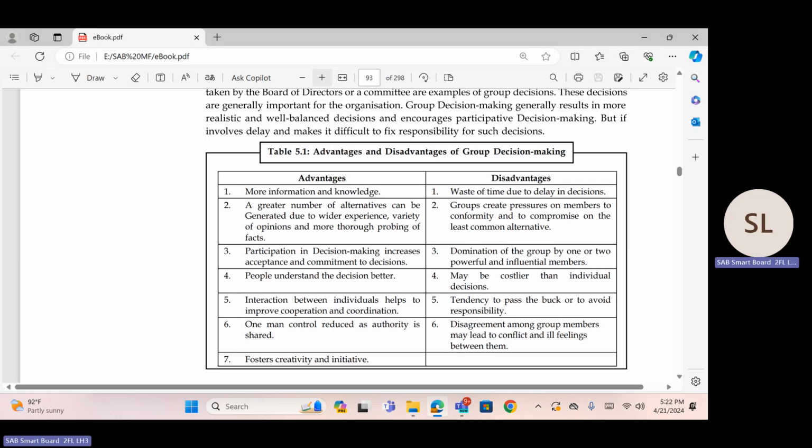Participation increases. Even commitment and acceptance of members about the decision also increases. But that is not seen in individual decision making. What's the limitation of that side? Sometimes a few members only can dominate the decision, not allowing others to even talk. It is not seen in individual decision making. Then everybody understands the decision better. That is not seen in the individual decision.